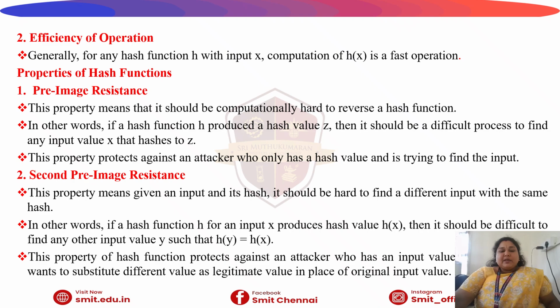The second property is second pre-image resistance. Given an input and its hash, it should be hard to find a different input with the same hash. If a hash function h of input x produces the hash value h(x), then it should be difficult to find any other input value y such that h(y) is equal to h(x).